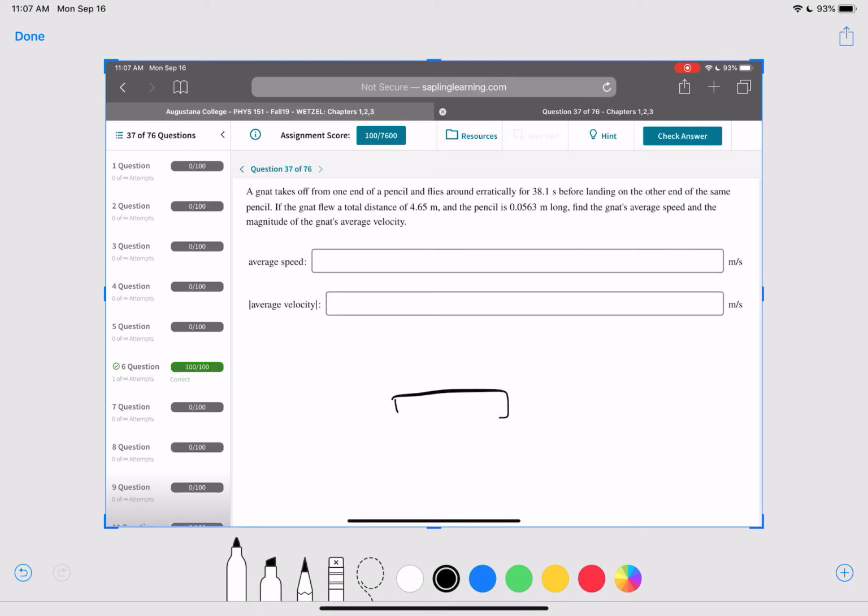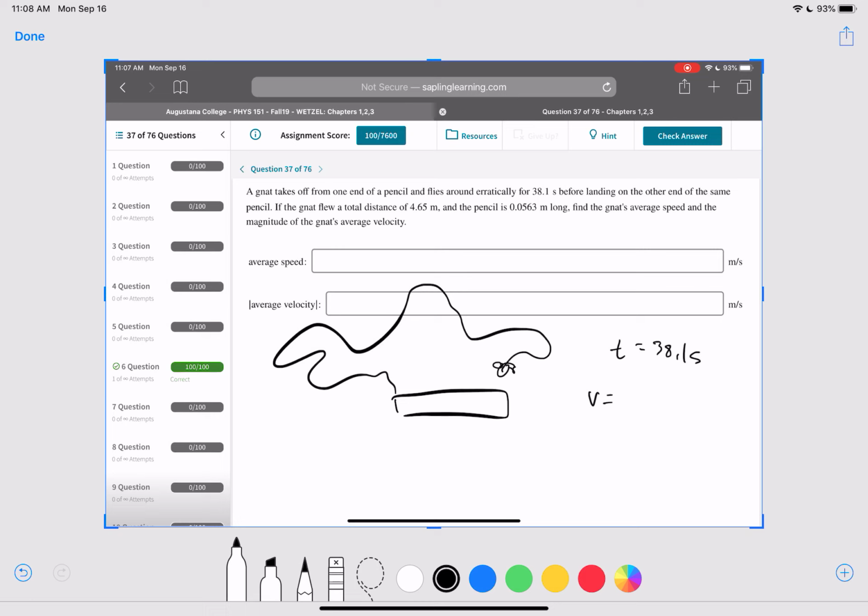So you've got a pencil here, you've got a fly, and the fly is going to end up over here. Okay, so the time is 38.1 seconds. If the gnat flew a total distance of 4.65 meters and the pencil is 0.0563 meters long, find the gnat's average speed. That's going to be average speed, rate times time equals distance, so distance over time will be your speed.